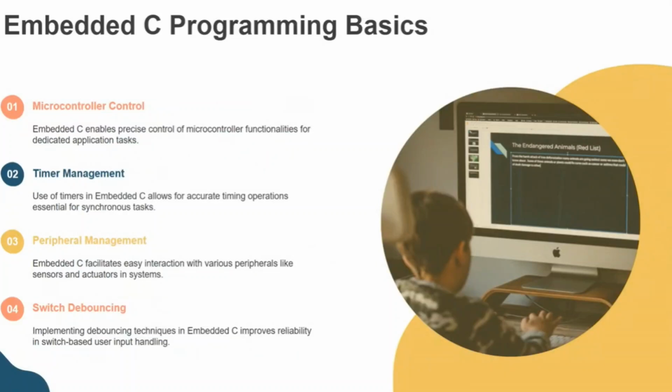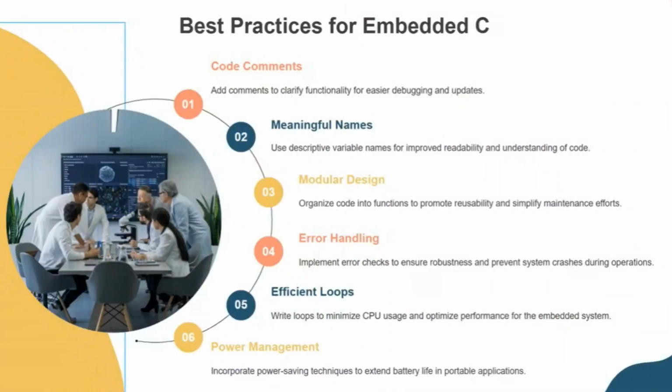Fourth one is switch debouncing. Implementing debouncing techniques in embedded C improves reliability in switch-based user input handling. Best practices for embedded C. Code comments. Comments are helpful to clarify the function, which makes debugging and updates easier. Second one is meaningful names. In meaningful names, we use macros instead of variables, which helps reliability and understanding.